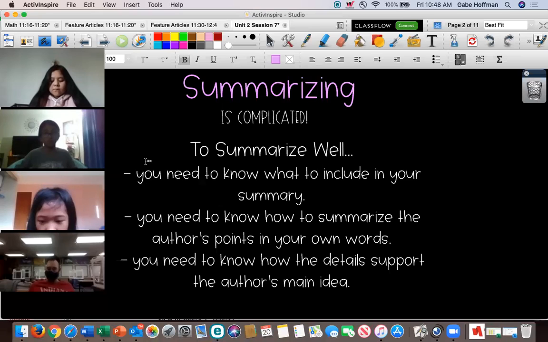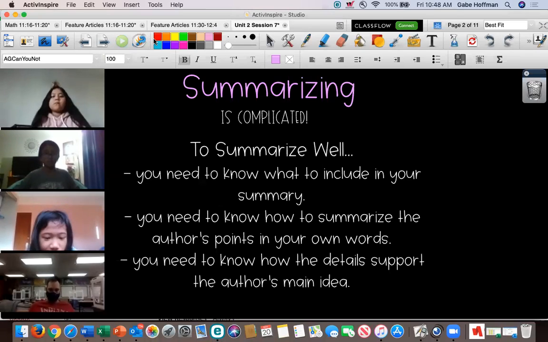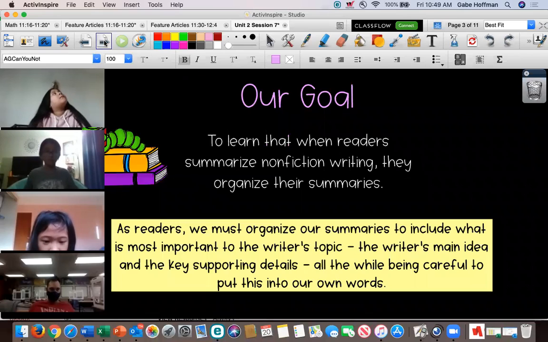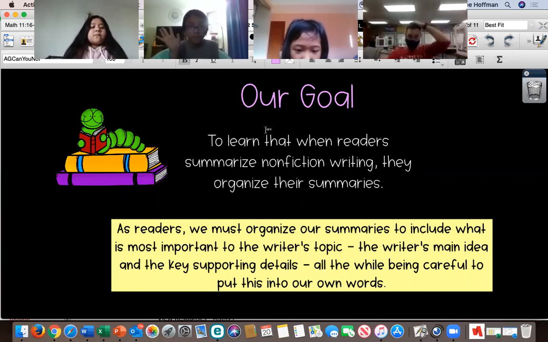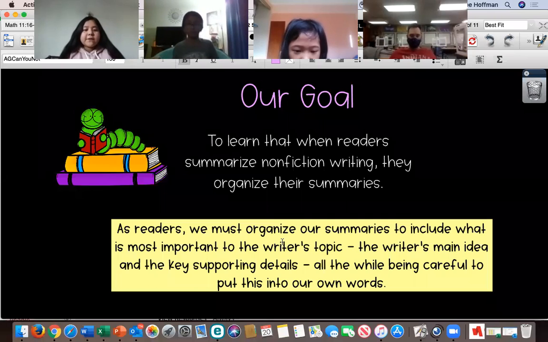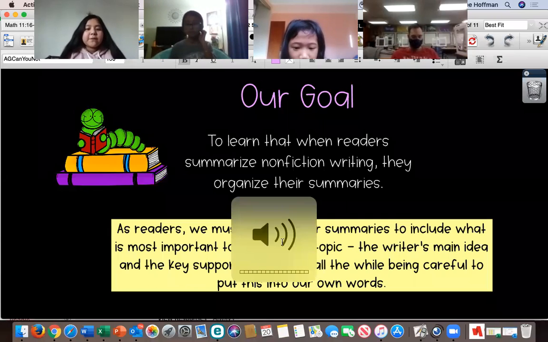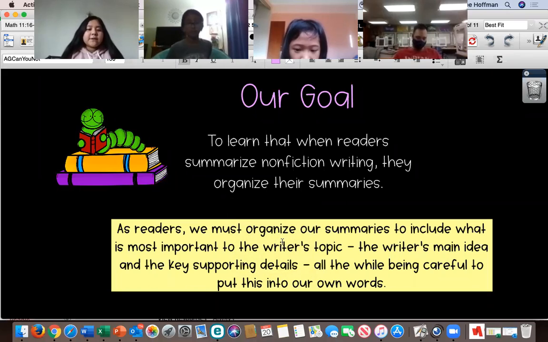Perfect, thank you. So we have a lot of different parts we need to think about when we're summarizing, and we're going to break that down today and learn about that. Our goal. Guadalupe, can you nice and loud read our goal, please? To learn that when readers summarize nonfiction writing, they organize their summaries. Yep, they organize their summaries.